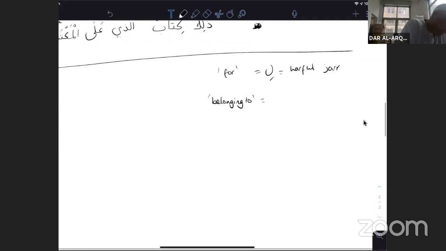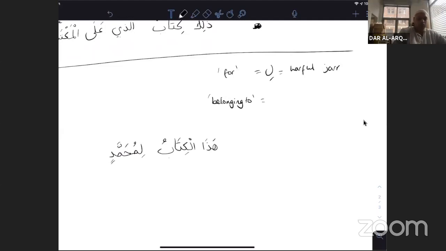So I'll give an example. هذا الكتاب لمحمد. This book belongs to Muhammad. Or this book is for Muhammad. You can use both. And that's essentially li.